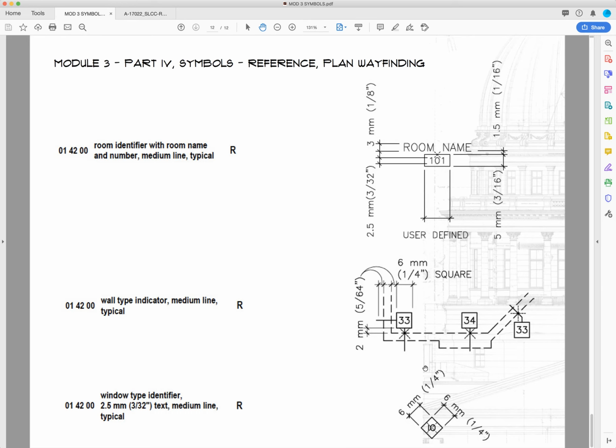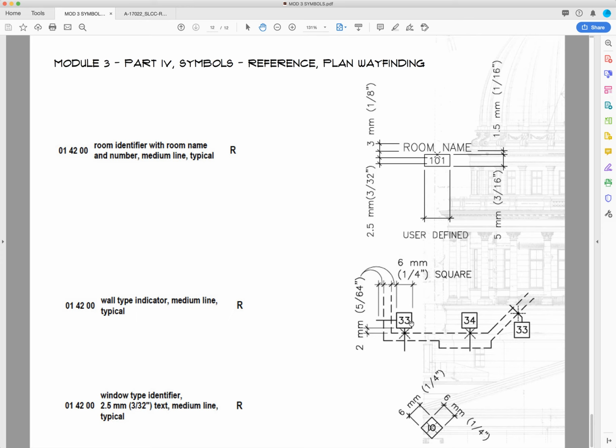So on our plans, we will find our room names, and sometimes we will even see people who include room names on sections and interior elevations. So a room should always have the room name, and then typically in an outlined rectangle, you'll have the room number as well. This is where we probably see the most deviation, where different firms take their creative liberties on what a room label looks like.